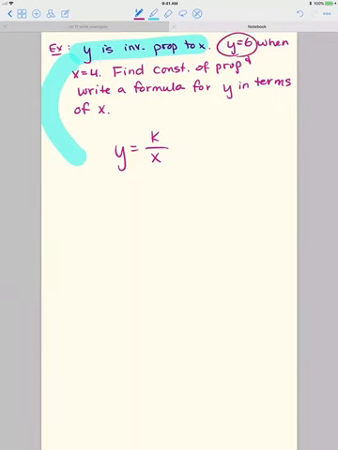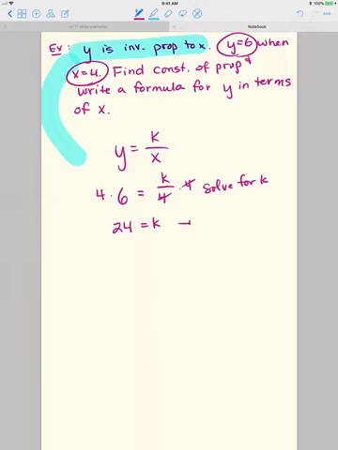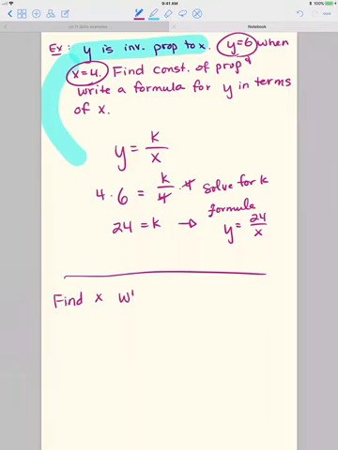And you're told when y is 6, x equals 4. So let's plug those in. When y equals 6, x equals 4. And now we solve for k. In this case, 4 is being divided, so we'll do the opposite and multiply. So we get our k value is 24. So that will make our formula y equals 24 over x. And for this example, let's find x when y equals 8.